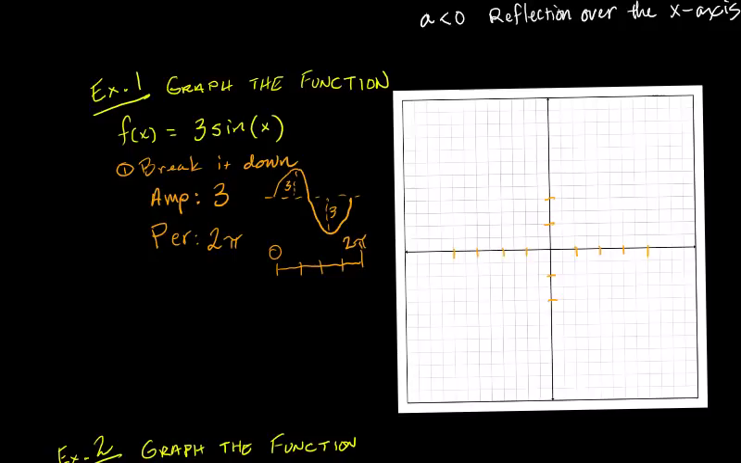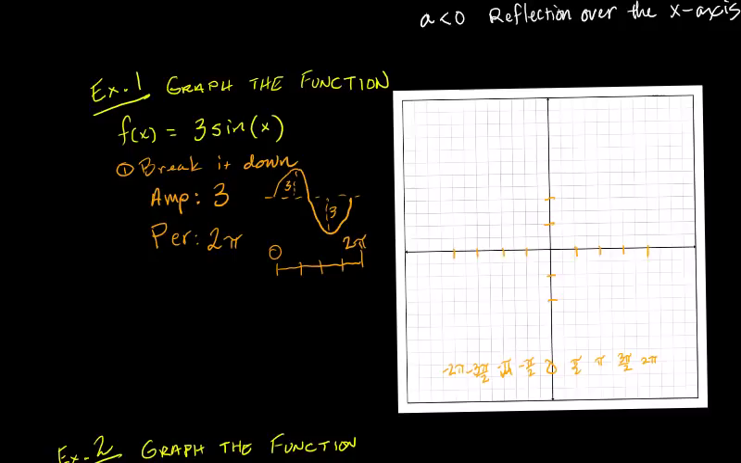And so there we have it. So this is going to be 0. This is going to be pi halves. This is going to be pi, 3 pi halves, and 2 pi. And then we have negative pi halves, negative pi, negative 3 pi halves, and negative 2 pi.